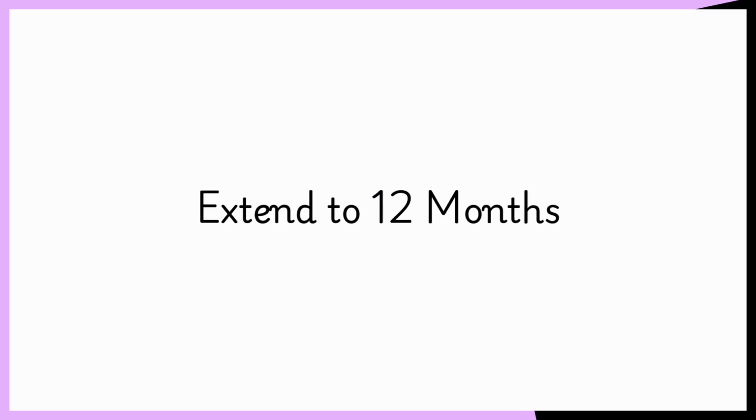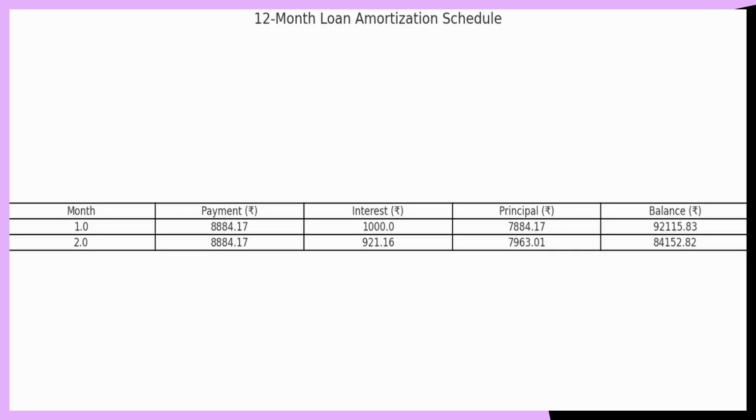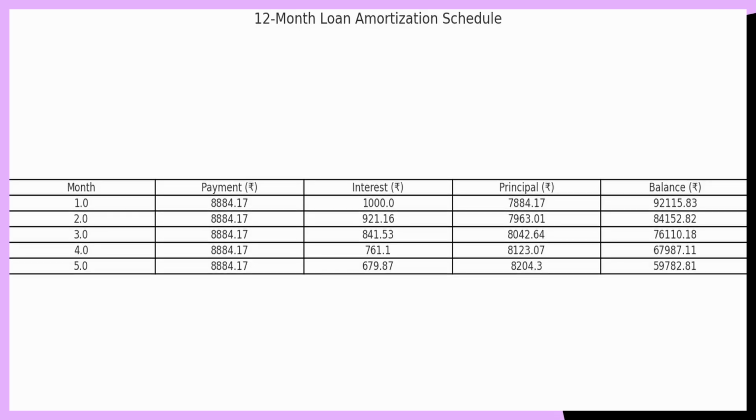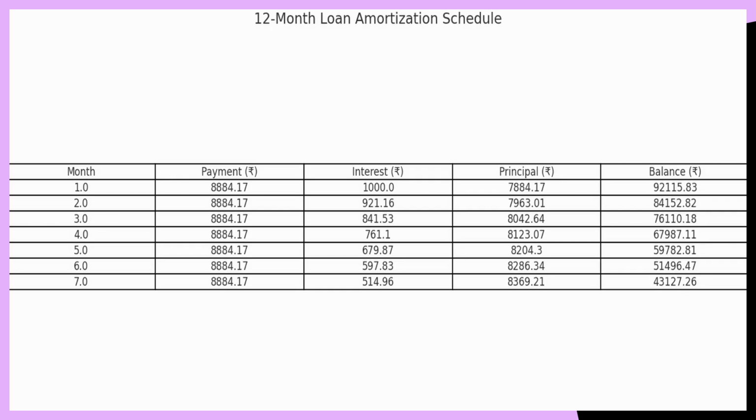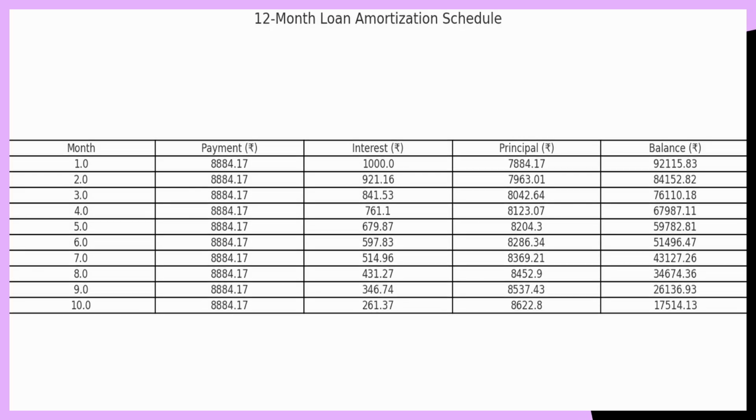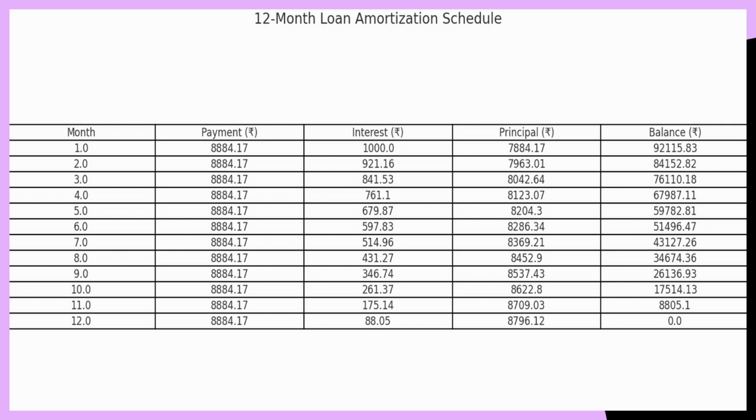Let's extend this concept to 12 months. Month 1, EMI is 8,884.17. Your interest is 1,000 rupees and you paid a principal amount of 7,884.17 and the remaining balance is 92,115.83 rupees. If you see the second month value, the EMI remains the same, but the interest reduces and the principal increases. If you see the third month, the interest reduces further and it becomes 841.53 and your principal amount increases too. By the end, almost your entire payment goes towards principal.